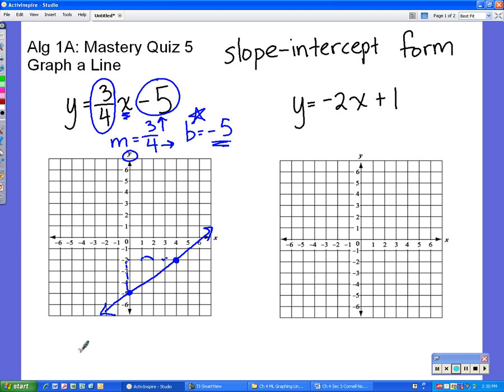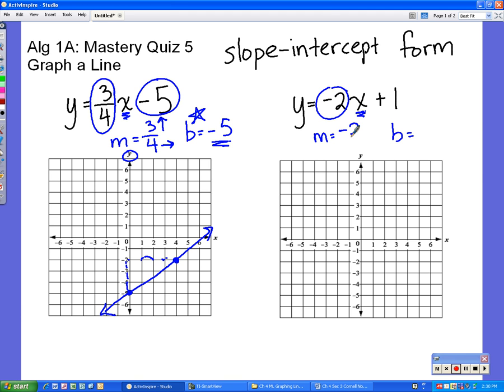Let's do that again with y equals negative 2x plus 1. So remember, we are looking for two things. We are looking for the slope, and we are looking for the y-intercept. And the slope, you just have to remember, is always the number or fraction in front of the x. Here is the x. In front of it is a negative 2. So we know our slope is negative 2.